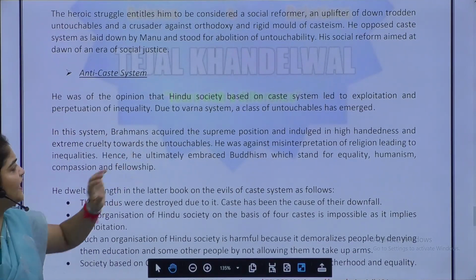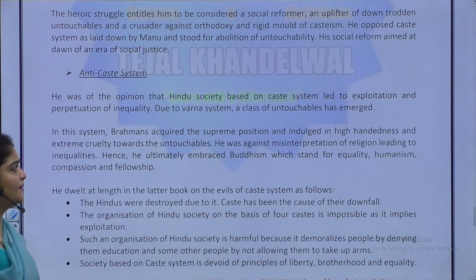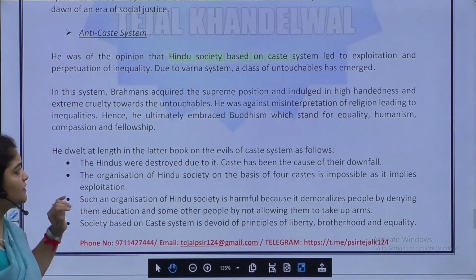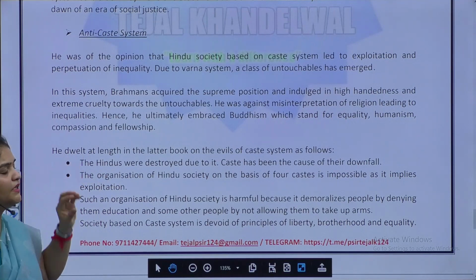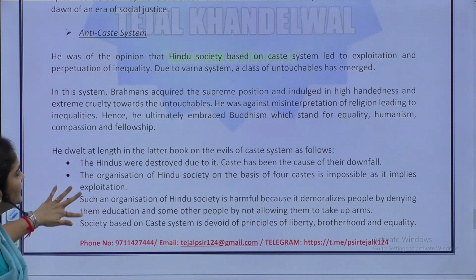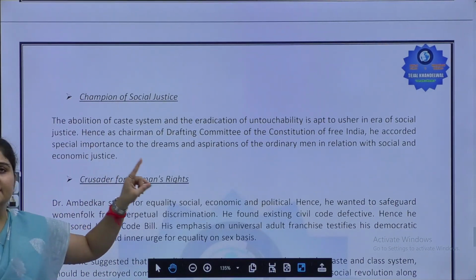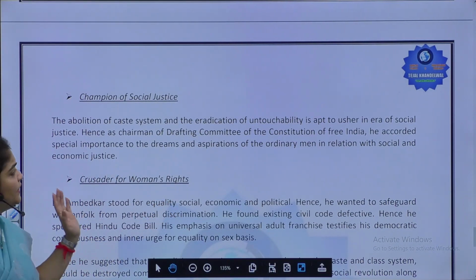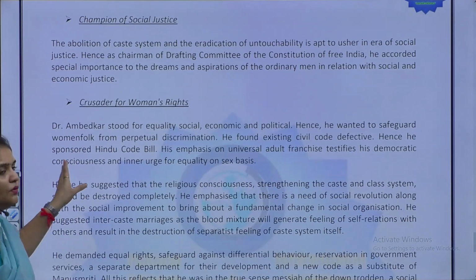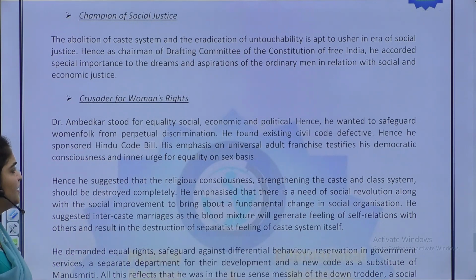So first he talks of the anti-caste system which has led to exploitation and perpetuation of inequality in society. This is because of the Varna system, and how Brahmins enjoy the supreme position, and how misinterpretation of religion is leading to such inequalities. Thus he embraced Buddhism. All right? And he talks of the evils of the caste system in detail. Then how he is a champion of social justice, how he did eradication of untouchability within the constitution, all right, and how he is also a crusader of women's rights, how he safeguarded women from perpetual discrimination, all right.